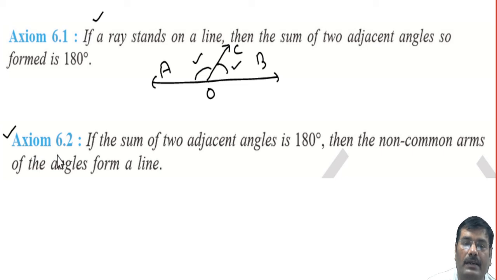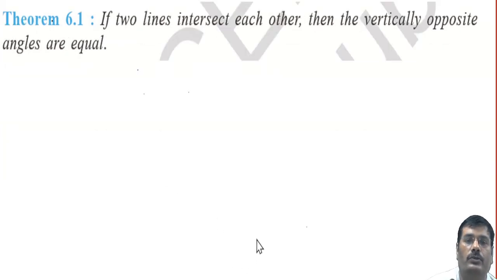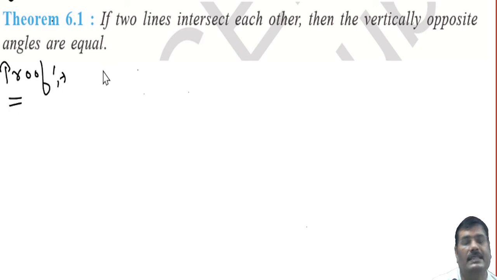After this, we also have to learn one important related theorem, theorem 6.1. If two lines intersect each other, then vertically opposite angles are equal. Now we have to prove this one. How do we prove this? Everybody knows, but I can repeat this, okay? And then after it, we have to solve our exercise 6.1.